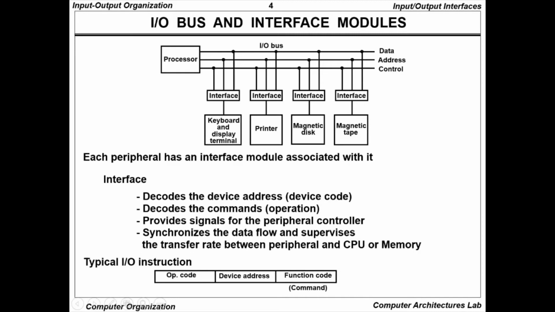That's why we need to understand what is happening in the typical IO instruction. All the instructions are executed by using an opcode. Each and every instruction has an opcode. So this opcode is widely used for managing the device address, function code, and command.